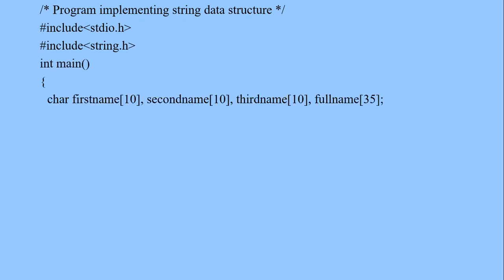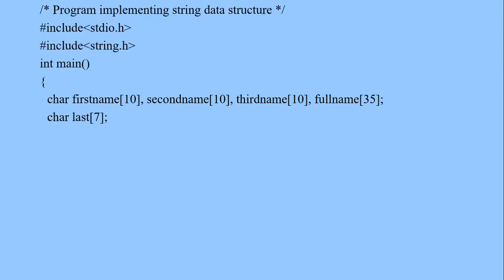That's the main function. And then we are declaring the following memory locations of type character, or array of characters, where we have first name, 10 characters reserved or 10 spaces. Second name, maximum size 10. Third name, maximum size 10. Full name, maximum size 35. Or first name with 10 characters, second name to hold 10 characters, third name to occupy 10 characters, and the full name to occupy a maximum of 35 characters.